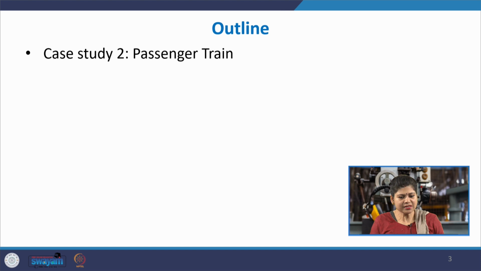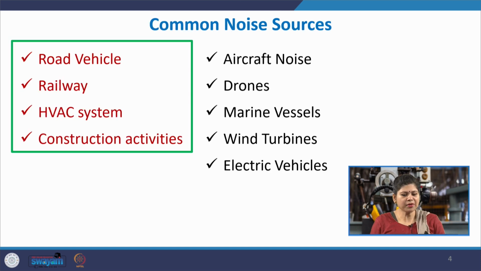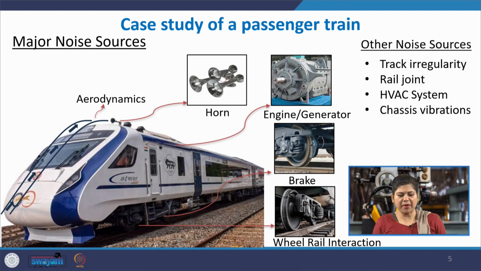So, in today's lecture we will study the second case study, which is the case study of a passenger train. Again, these are the common noise sources that we are discussing. We have discussed a car, then we are discussing a railway, which is a passenger train, and after that we will discuss the HVAC system as a case study. So, the case study of a passenger train.